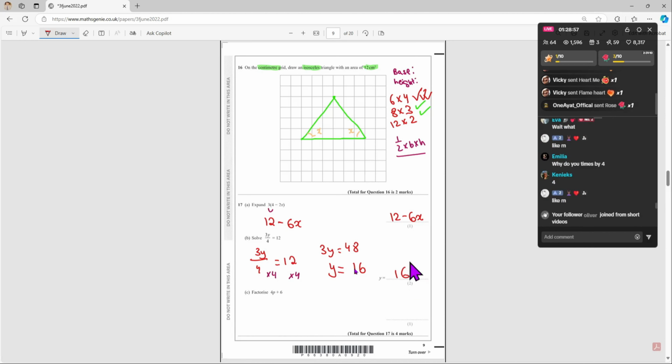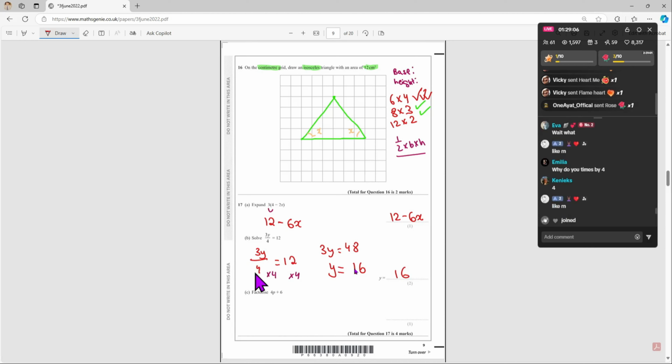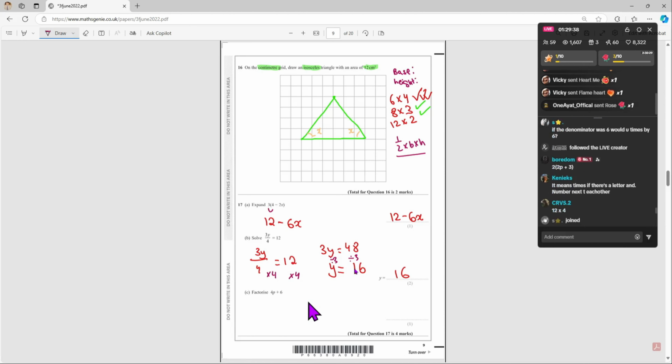Why do I times by 4? It's because we want to get rid of our denominator here, which is a 4. So if you multiply by 4, the denominator cancels out. That's why you multiply by 4 on both sides, okay? So to get 16, you would divide by 3 after that. When you have 3y is equal to 48, you would divide by 3 on both sides, which gives you y is equal to 16, okay? If the denominator was 6, would you times it by 6? Yes, you will, okay?